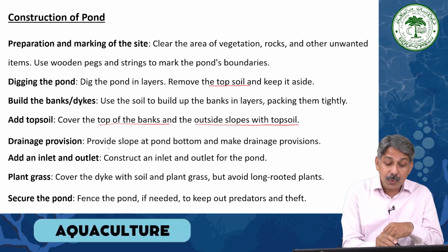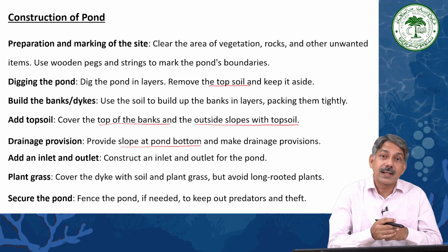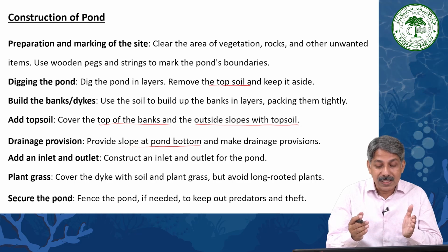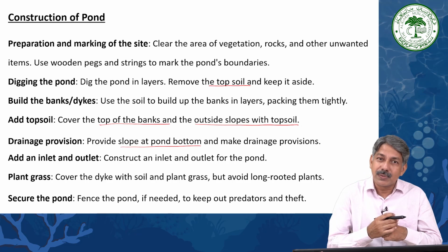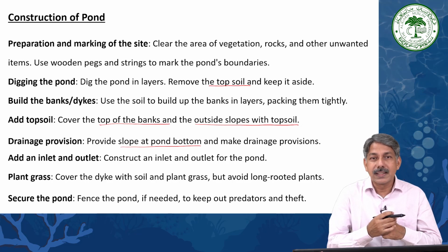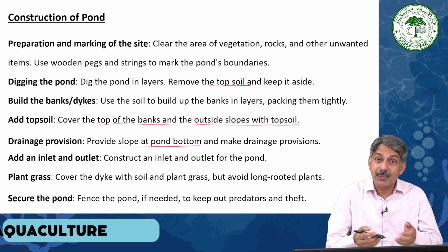Then we should provide slope at the pond bottom and make proper drainage provisions. Sometimes from the center of the pond we make a drain towards one side of the pond, so that when it is needed, we can have all the water drained out of the pond. Sometimes it is needed.